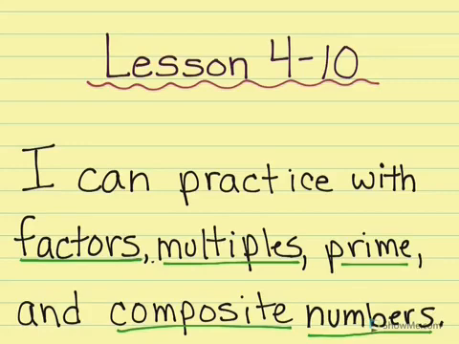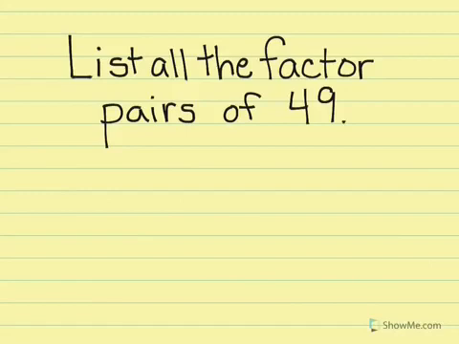I can practice with factors, multiples, prime, and composite numbers. So first today we're going to talk about factor pairs. A factor pair for a number is two whole numbers whose product is that number. For example, 2 and 5 is a factor pair for 10. So I'm going to list all the factor pairs of 49.